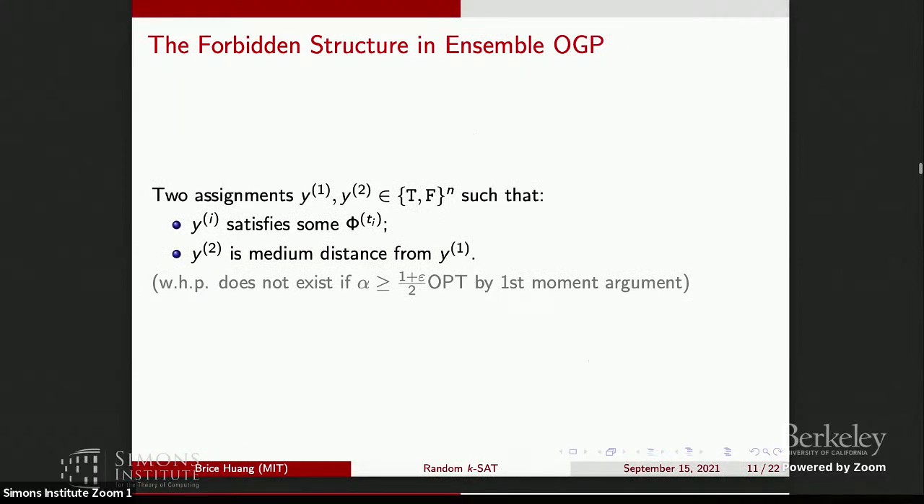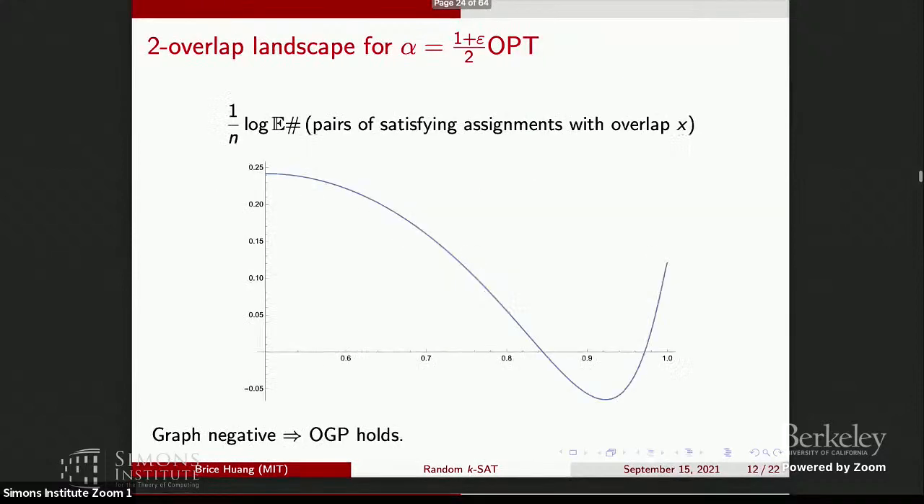Our proof relies on the following structure not existing. The structure consists of two assignments, each satisfying some phi, not necessarily the same one. And that's where the term ensemble comes from, such that the two assignments are a medium distance from each other. And at this clause density that we needed, this overlap structure won't occur by the following first moment argument. We can plot 1/n log of the expectation of the number of pairs of satisfying assignments at each overlap. And if you look at the plot, at some point in the middle, it'll go negative. And at the overlap values where this expectation is negative, well, then that expectation is exponentially small. So that means that with high probability, this overlap structure won't exist.